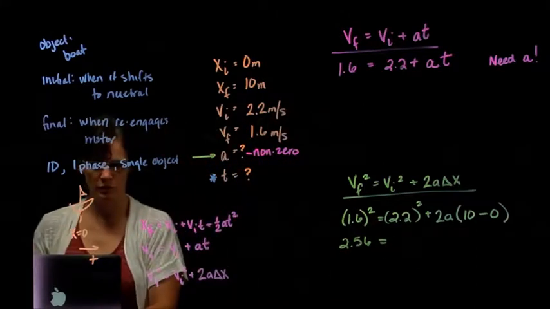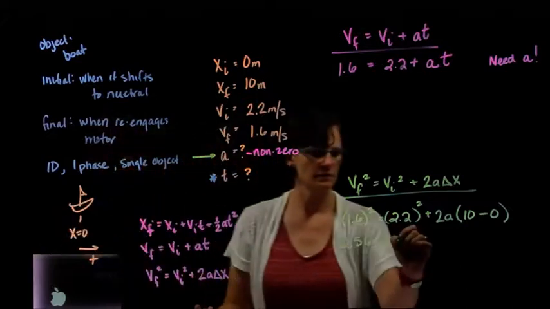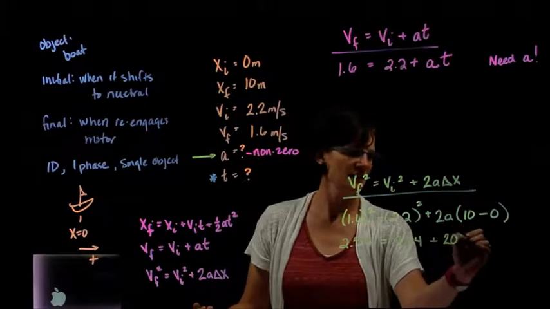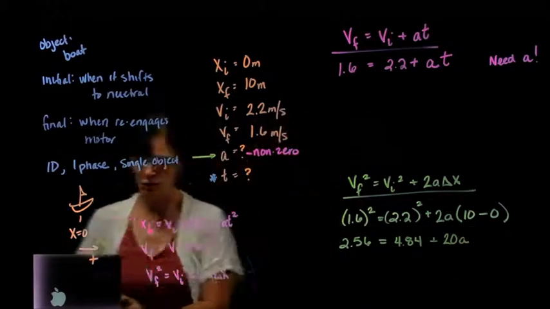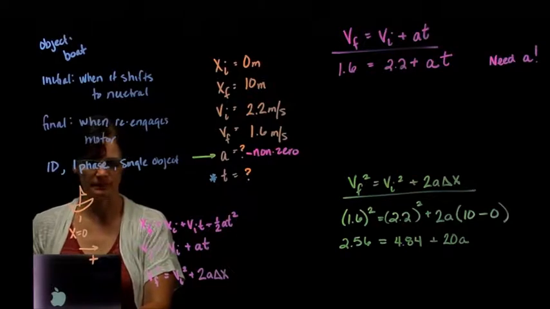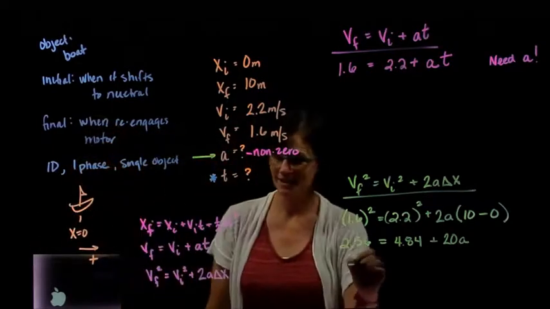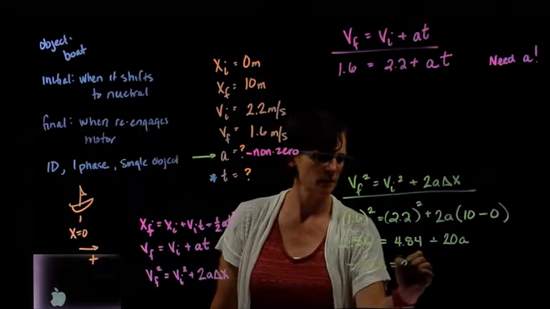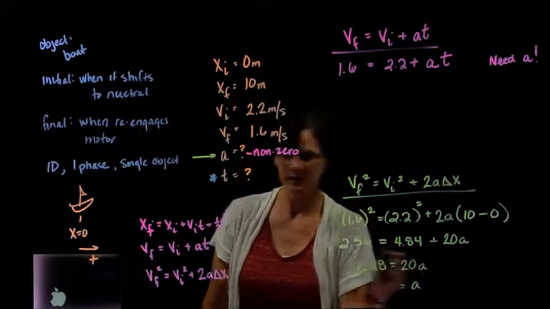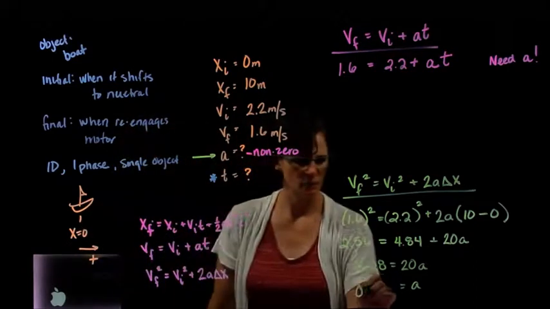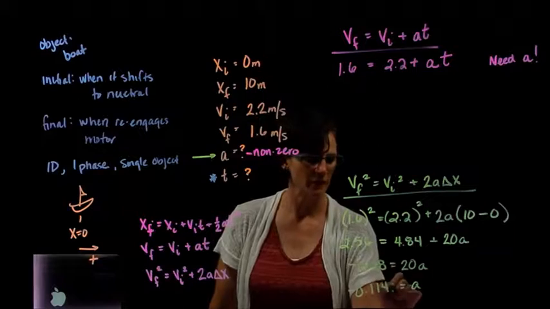2.2 squared is 4.84, plus 20 times the acceleration. So I'm going to subtract 2.56 minus 4.84, which gives me negative, that's a good thing, 2.28 is equal to 20 times the acceleration, and I find that my acceleration is equal to negative 1.14 meters per second squared.